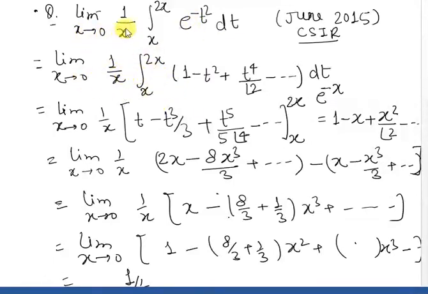So what we do, we expand this function e to the power minus t square like this. As we know, what is the expansion of e to the power minus x? So e to the power minus x is 1 minus x plus x square by factorial 2 minus x cube upon factorial 3. So just replace x by t square, so we will get this much.